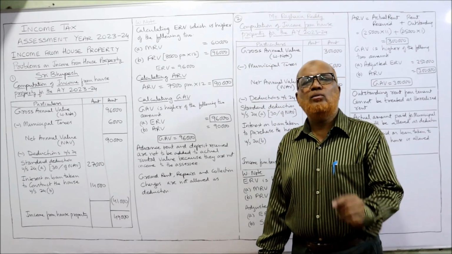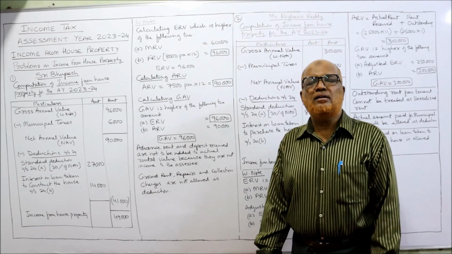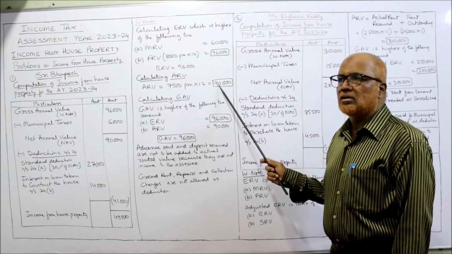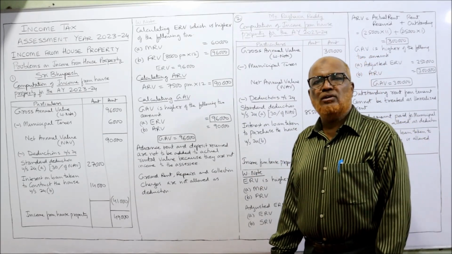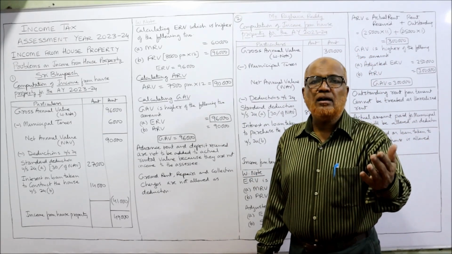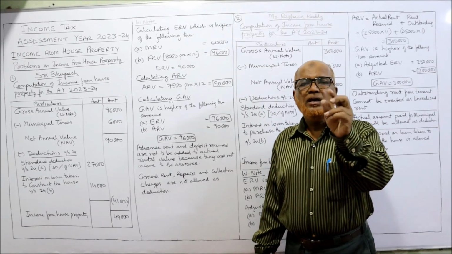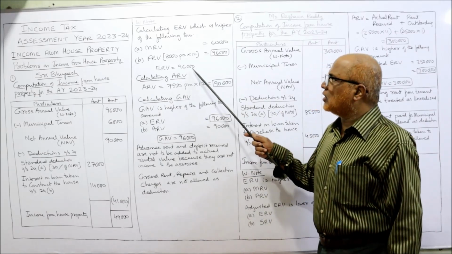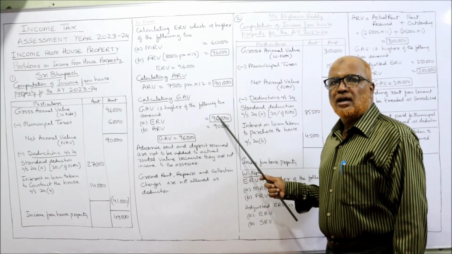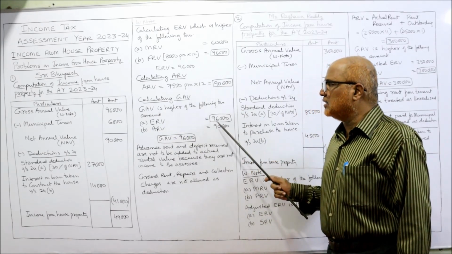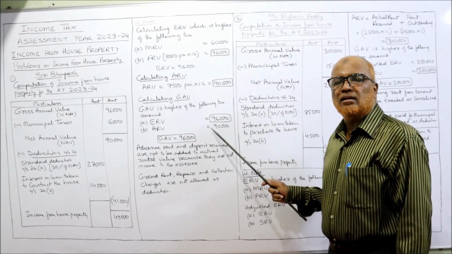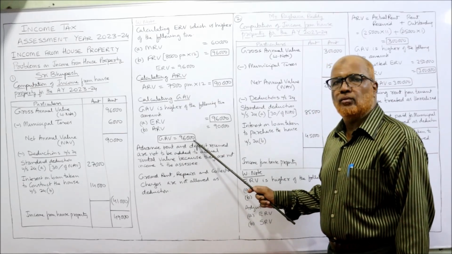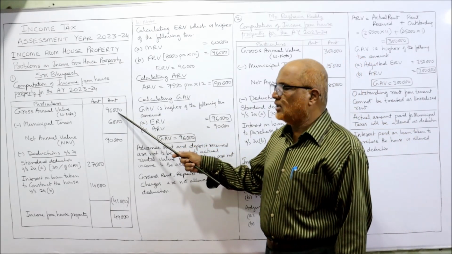The actual rental value is given in the problem as 7,500 per month into 12. You will get 90,000. Right? So calculating GAV: GAV is the higher of the following two, ERV or ARV. ERV, how much did we get? 96,000. And ARV we got 90,000. Whichever is higher, 96,000 is higher. That is the gross annual value. So take this 96,000 here.